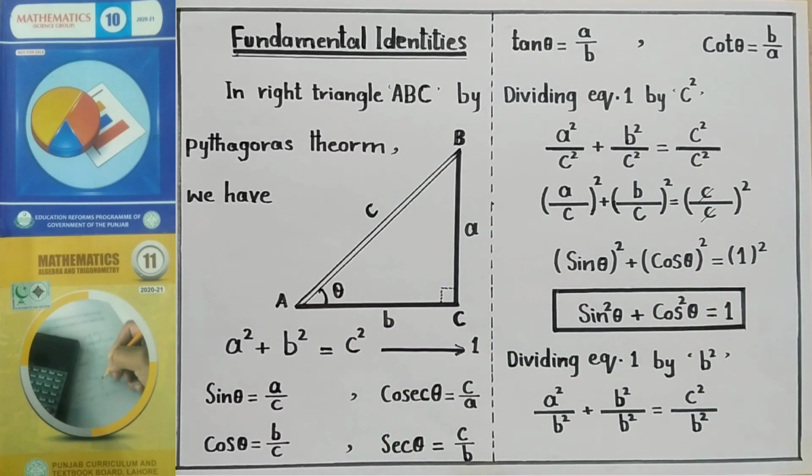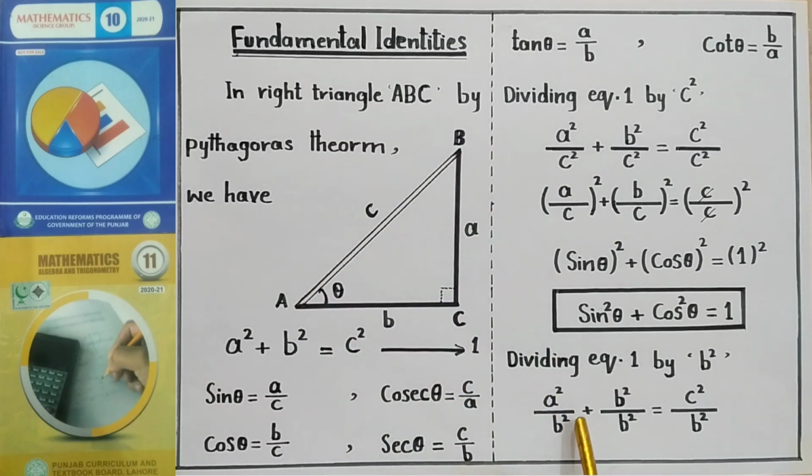And for the other equation, we again take equation 1 and divide it by B square, meaning dividing by base. So A square over B square plus B square over B square is equal to C square over B square. A is the perpendicular of the right angle triangle, B is the base, and C is the hypotenuse.